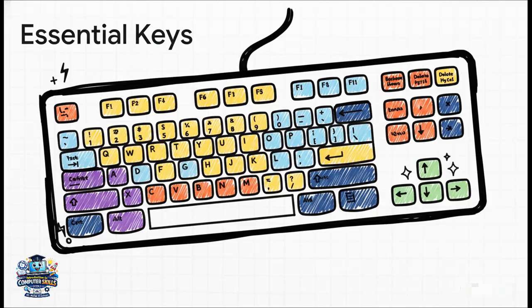You've got your main typing keys, right? The letters and numbers. Then you've got the big Enter key to confirm things. Backspace and Delete are your erasers. The arrow keys help you navigate. And then there are a couple of special ones, Shift and Control. Think of them as power-up keys.